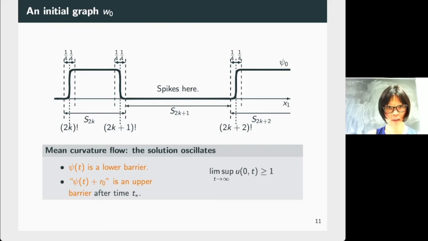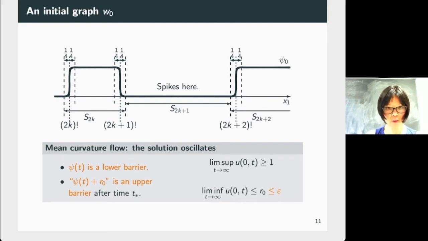Now psi0 plus R0 is an upper barrier, but only after time t star. Remember, in the previous slide I showed you that it's at most 1 plus R0 on top, and it's at most R0 on the bottom. So if I evolve psi and add R0, I have an upper barrier after time t star. So the liminf of U of 0, t is less than or equal to R0. And R0 can be taken arbitrarily small, so it can be less than or equal to any epsilon. That means that the mean curvature flow will oscillate between 1 and epsilon, 1 and epsilon, 1 and epsilon.